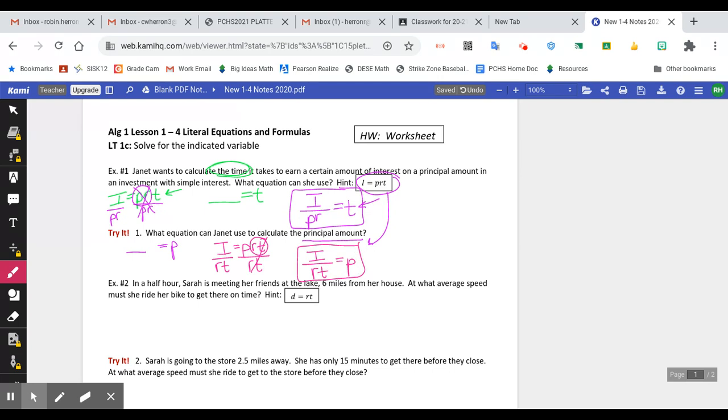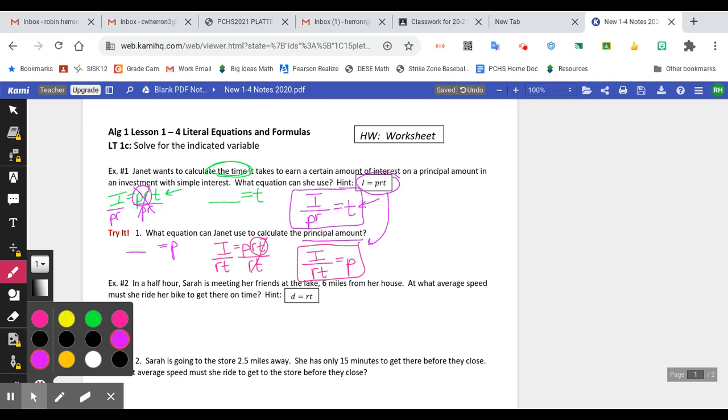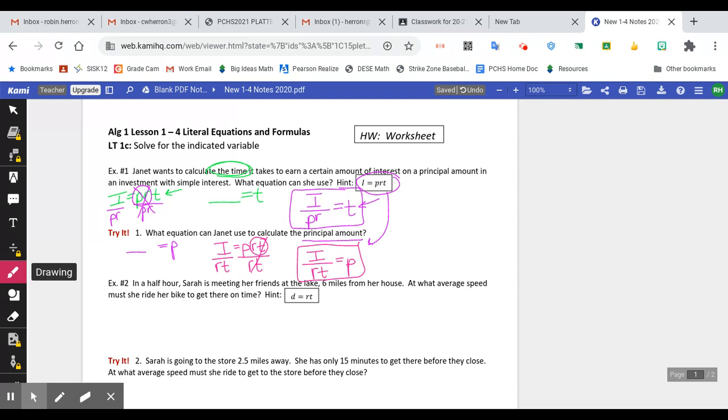Okay, next question. In a half hour, Sarah is meeting her friends at the lake that's 6 miles from her house. At what average speed must she ride or bike to get there on time? So distance equals rate times time. We need to see what average speed she must be at, which is your rate. So I want to get rate all by itself, which means I have to get rid of time. They're being multiplied together, so I need to divide. So divide by T on both sides. Those are gone. Distance divided by time equals rate.